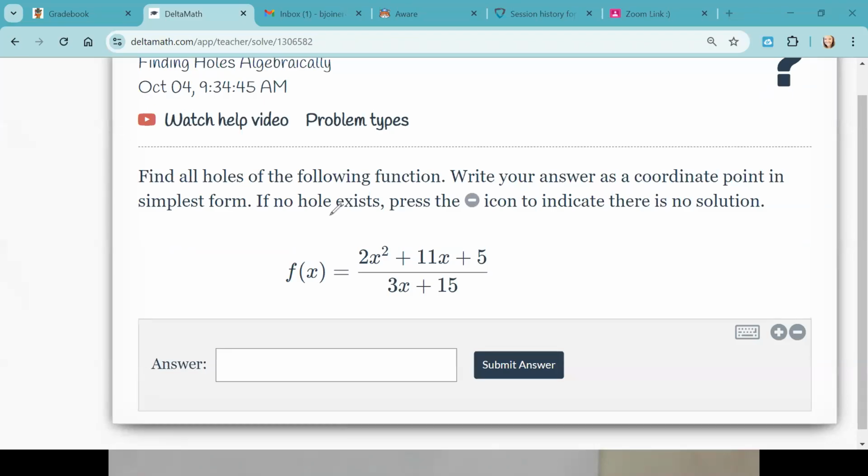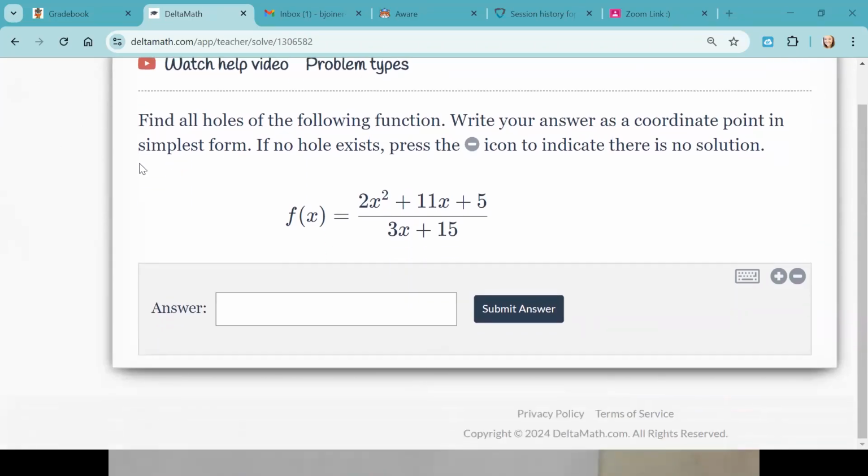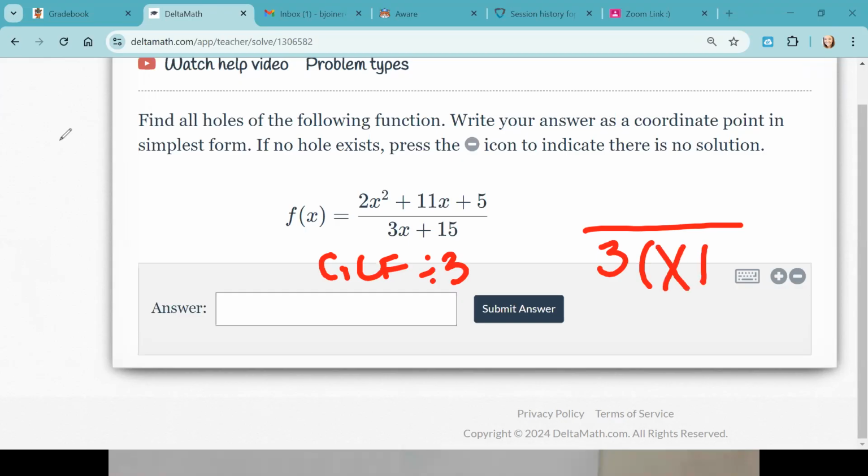So let's do the bottom first. Okay, because for the bottom, it's going to be a little bit easier because it's just a GCF. So what can I take out of the bottom here? Okay, GCF divide by 3. So I'm going to have a 3 in the front. What's left over? The 3 comes out. What's left from the 3X? Just an X. What about from the 15? 5. Very good.